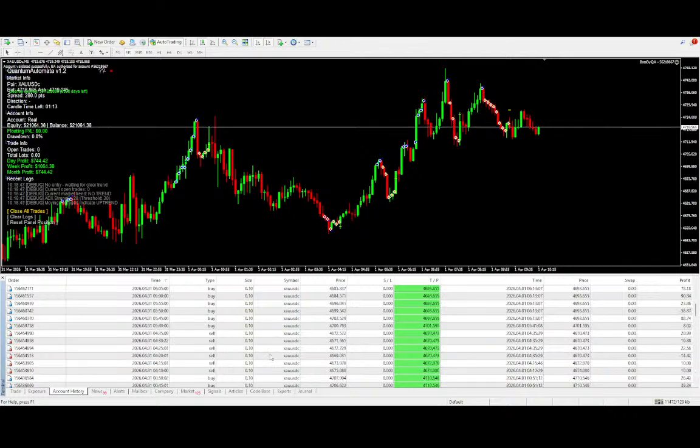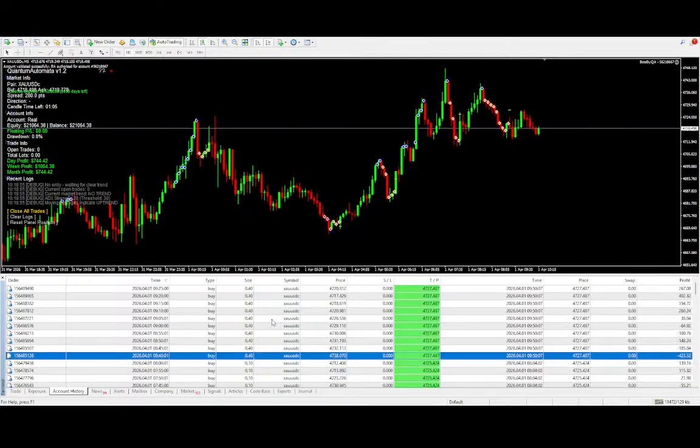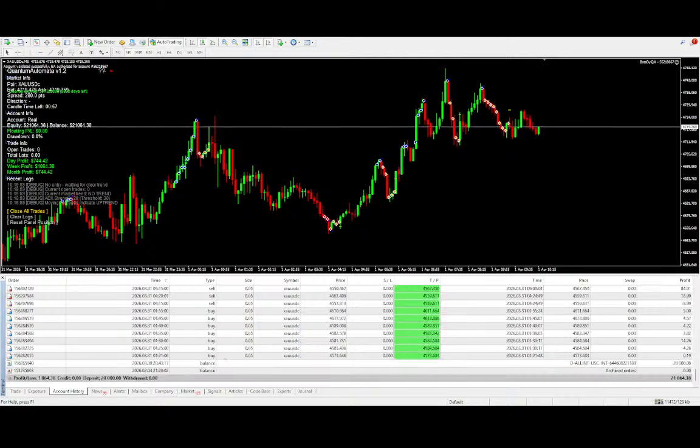Then we observed that it did well, and now we're currently using a 0.40 lot size. I think we're going to stay with this lot size for the time being to see how it fares against the market. So far, the $200, the 20,000 cent, has made just $10 profit in 2 days.